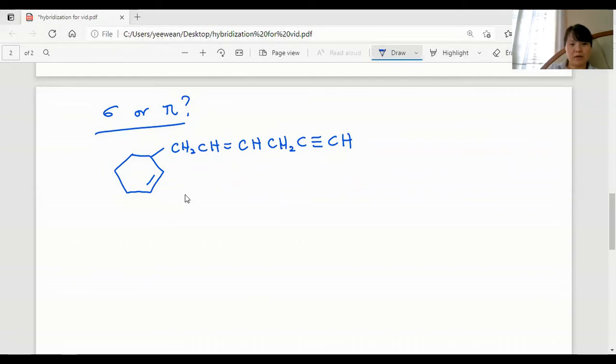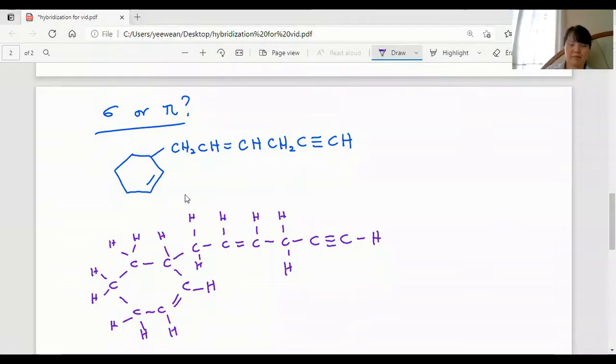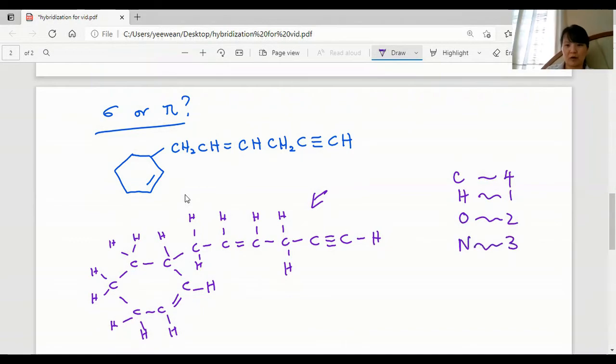Next, which bonds are sigma and which are pi? So let me redraw this. We open up all the bonds to see whether they are sigma or pi. In exams, if you want to check your structure, just make sure all your carbons have 4 bonds, all your hydrogens have only 1 bond, if there's an oxygen, it should have 2 bonds, and if there's nitrogen, it should have 3 bonds.